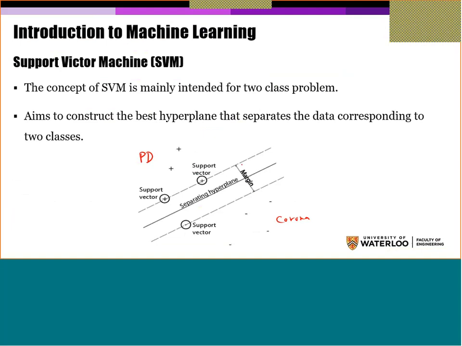Then when a point comes, I will classify it either for PD or corona. It is in this cluster or in that cluster. If it is in the margin, is it closer to this or to that? Then I will come up with a probability. This is like 80% it's a partial discharge, 20% it's a corona, and so on and so forth.